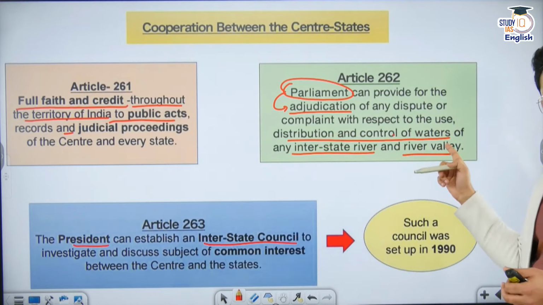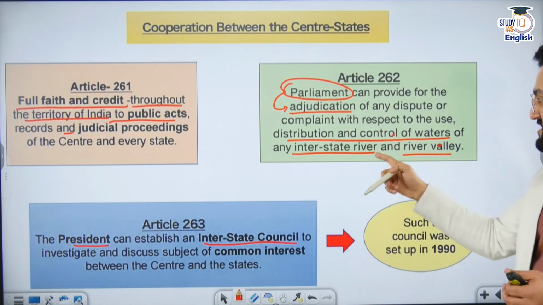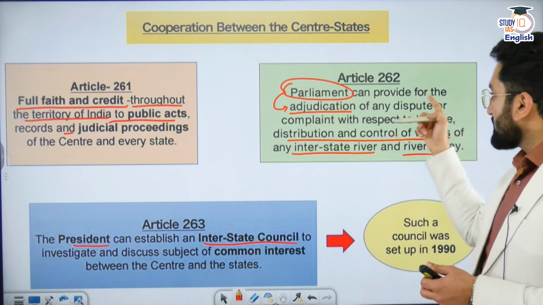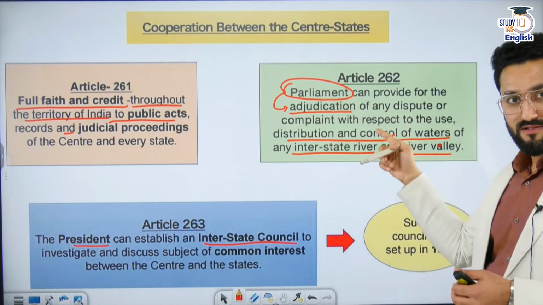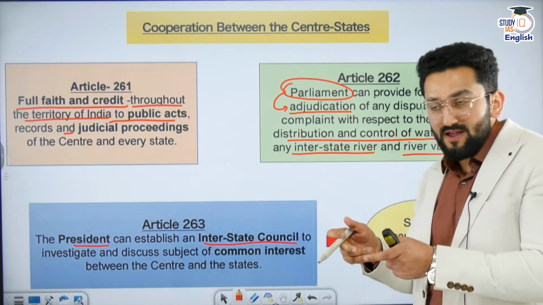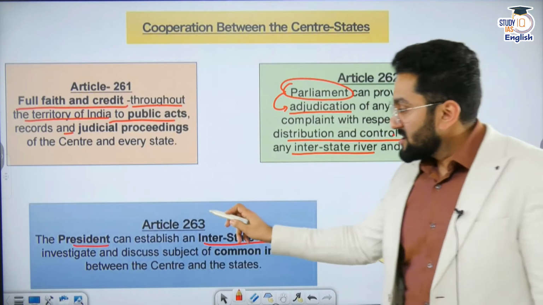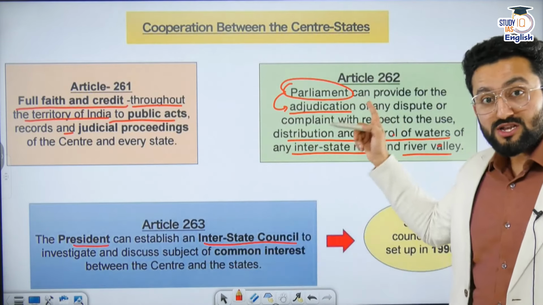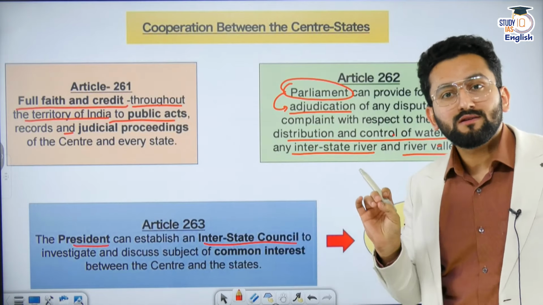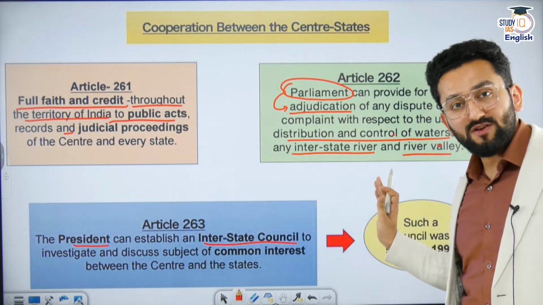Okay, Article 262, what it says, Parliament can provide for adjudication, meaning if there's a dispute with respect to distribution and control of waters of any interstate river or river valley, in this case Parliament can provide for adjudication, meaning a mechanism can be developed by Parliament. Please remember, Article 262 is talking about disputes related to water, interstate water, river valley.